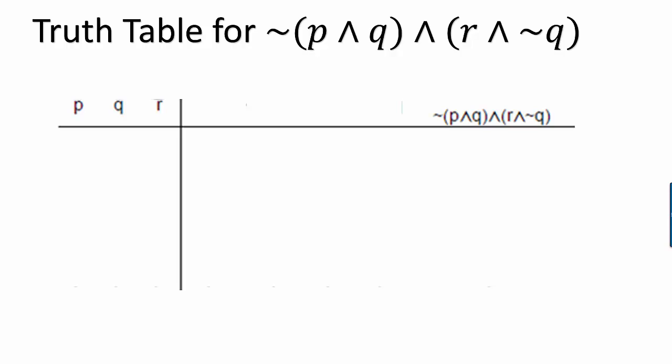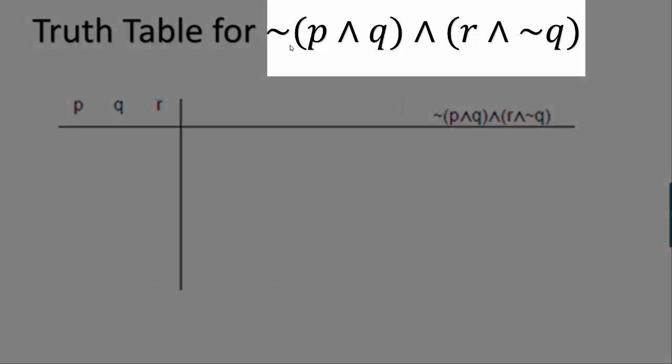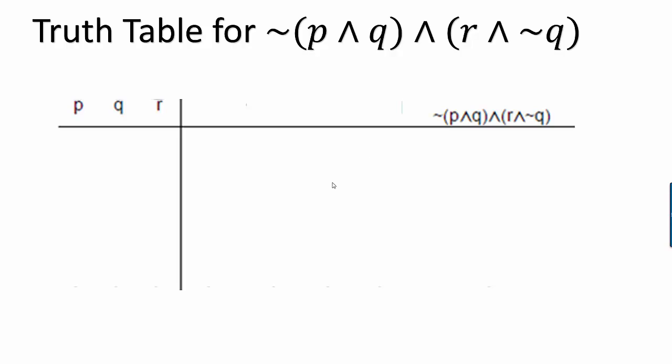In this video, we're going to talk about how to set up a truth table for the compound statement negation of P and Q and R and not Q. So the first thing you want to do when you're setting up a truth table, which by the way is just a list of all the possible scenarios of truth values, is look at the components, the letters, and identify the unique letters.